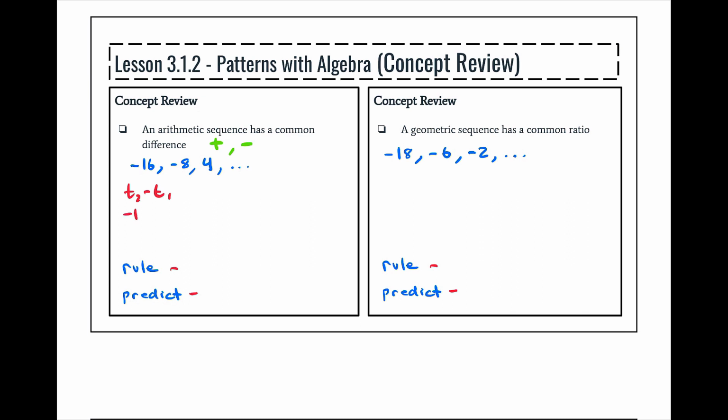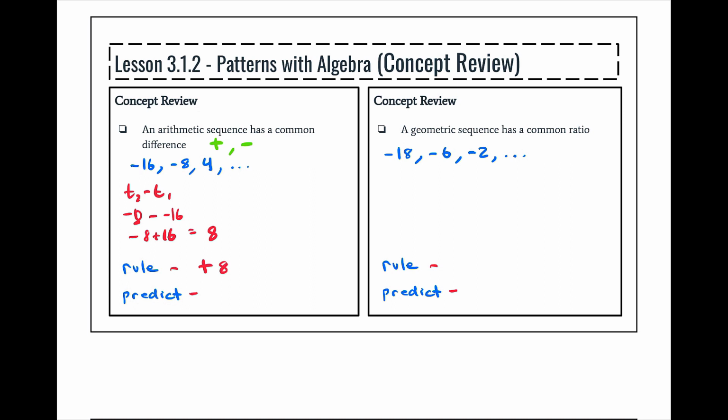That is going to be negative 8 minus negative 16, which is the same as negative 8 plus 16, which is going to equal 8. So our common difference is 8. So what is the rule? We're going to add 8 to the previous number.